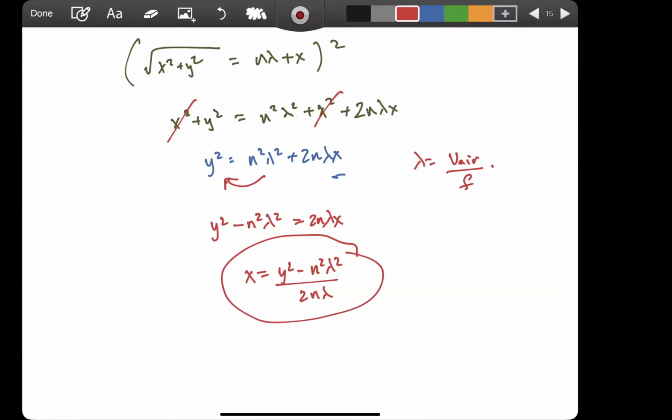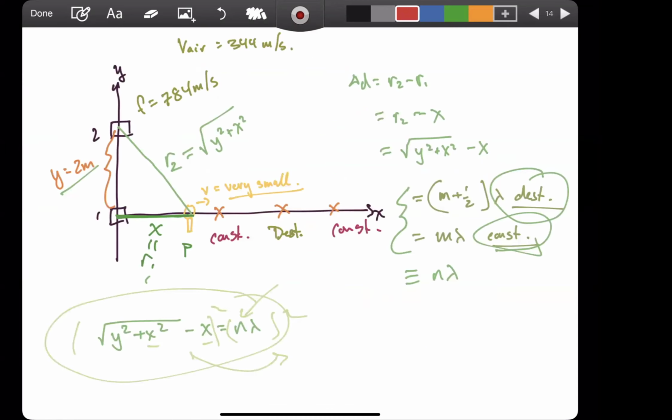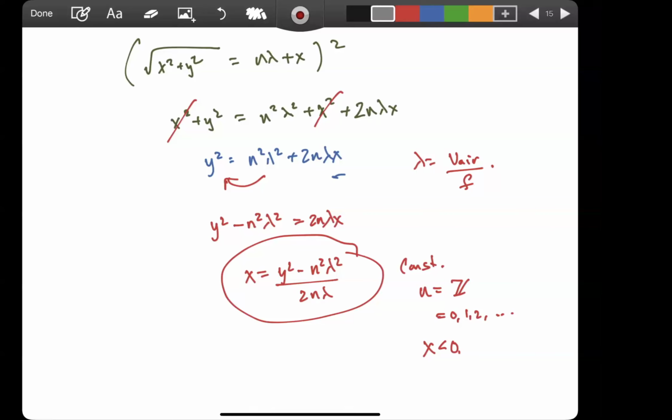Now, again, for constructive interference, all we're going to do is set n equal to integers, starting off with 0. So we're going to get 0, 1, 2, and etc. And we want to do this until we get a negative number. The reason is, going back to the problem, what we want to know is only the locations on the positive x-axis. So once our x value becomes negative, that means we're on the negative side, and in that case we're going to ignore it.